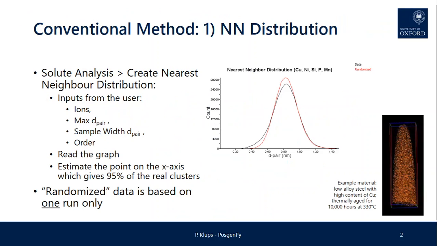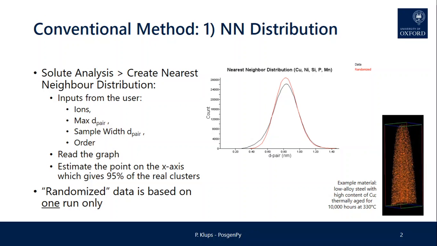First, let me go through the conventional method available in IVAS. For the purpose of this presentation, I will use one of my steel samples which shows some clustering of copper, nickel, manganese and silicon. In IVAS, we need to create a nearest neighbor distribution diagram to estimate the Dmax value for the next step. This requires us to select the solid ions, but also to assume an order value.